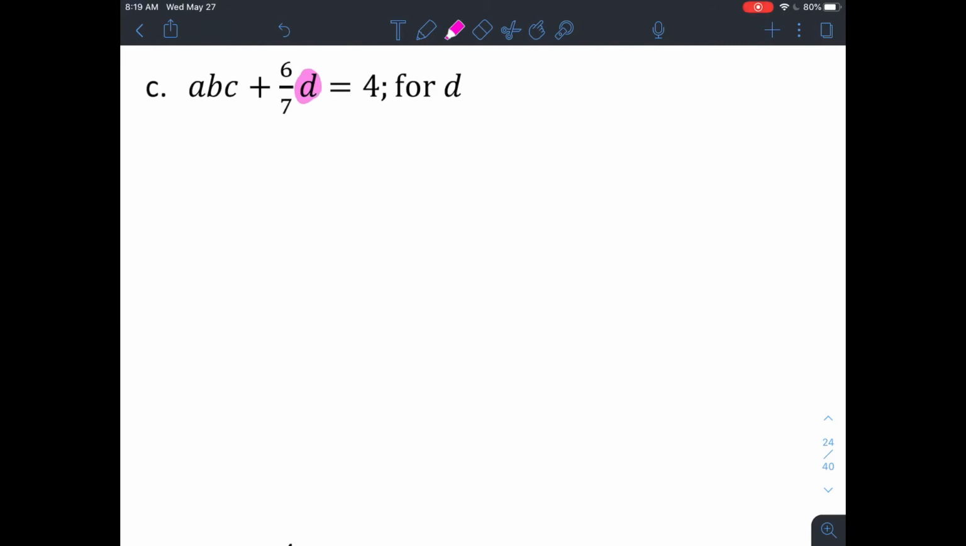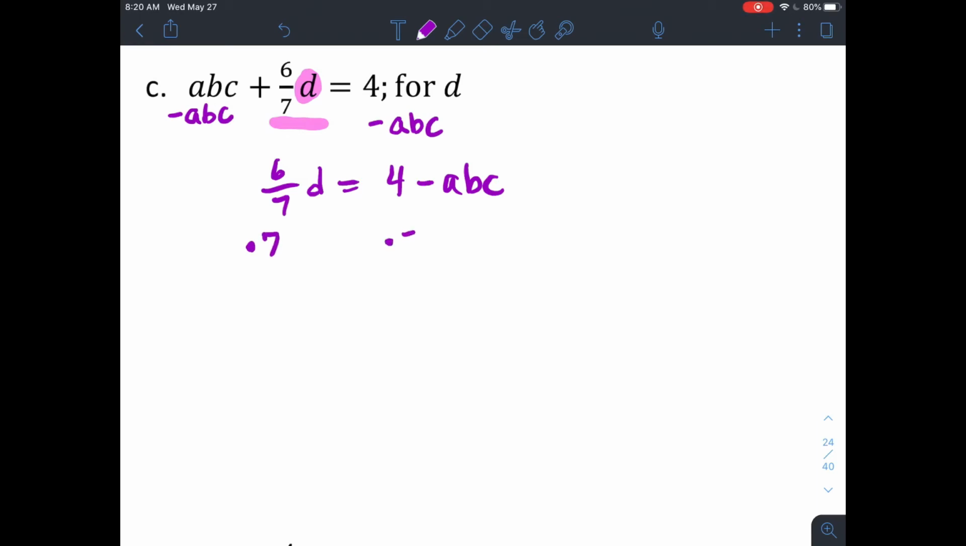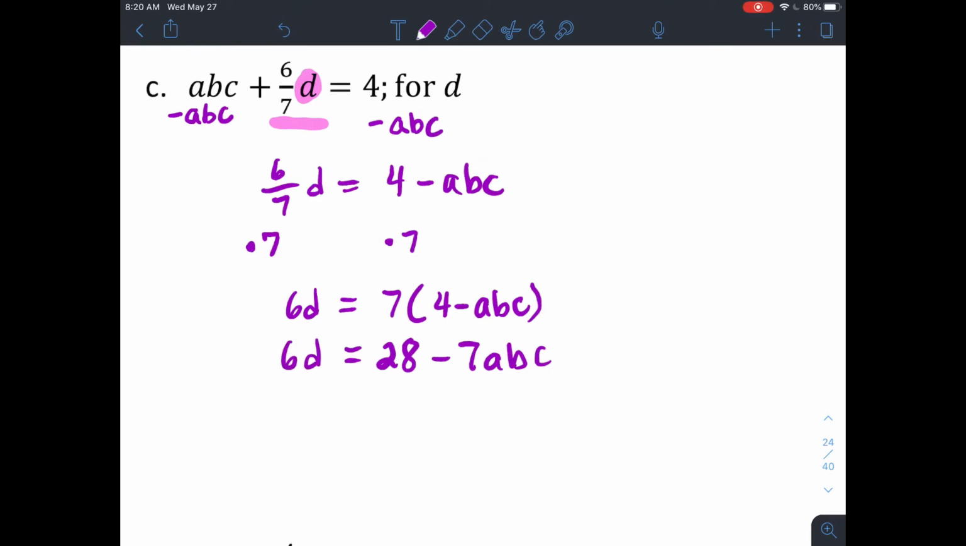Alright, so if I was solving this, I'd get the term that has my d variable by itself by subtracting abc from both sides. And that'll leave you with 6/7 times d equals 4 minus abc. And then you could do it in 2 steps or 1 step. You're dividing by 7, so you could multiply both sides by 7, which would just give you 6d equals, you'd have to take 7 times both terms, or remember to put it in parentheses. So you'll end up with 28 minus 7 abc. And that's what 6 times d is equal to.